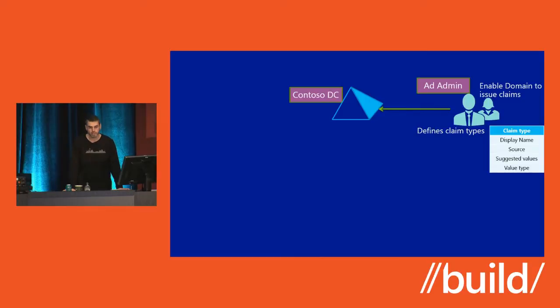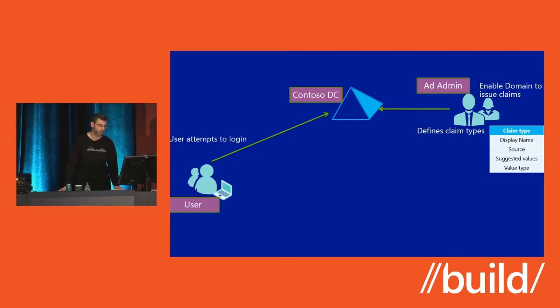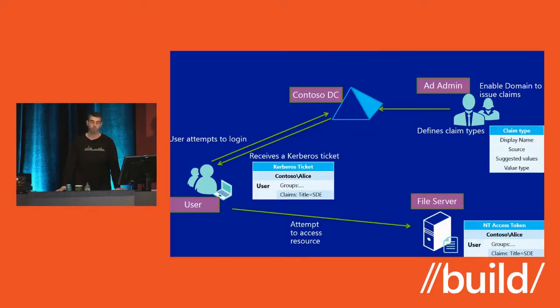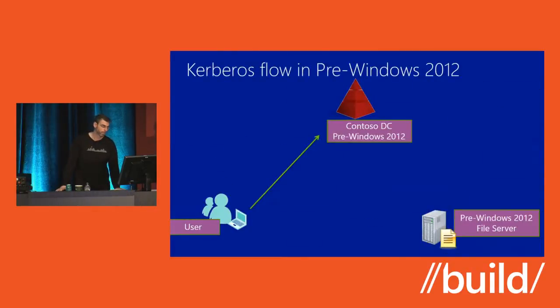Not because you can't change it, but because it's going to be used broadly over the corp, or over some range of group policy servers that you define. Once they're in Active Directory and a user attempts to log on, they get a ticket. It contains their groups and their claims. They take that to a file server, and the file server does an access check, creates a token, does an access check.